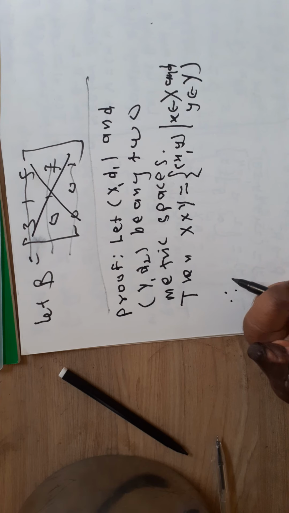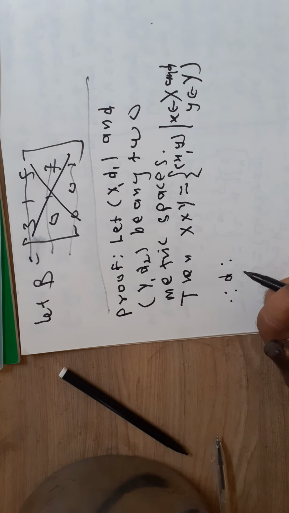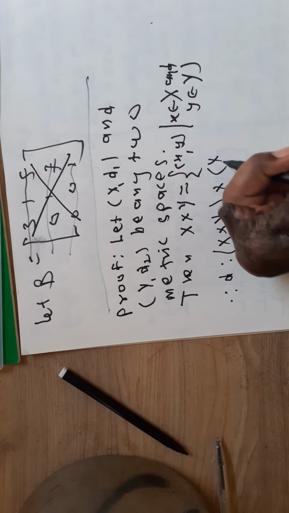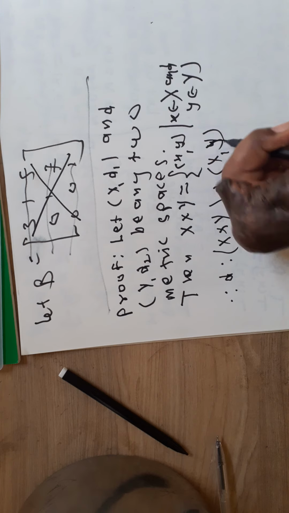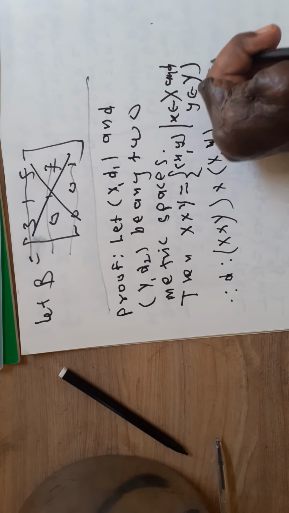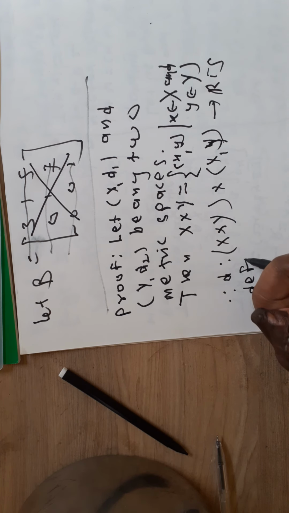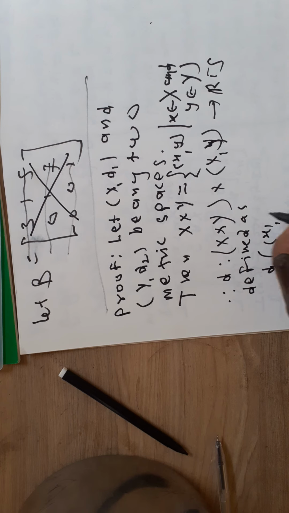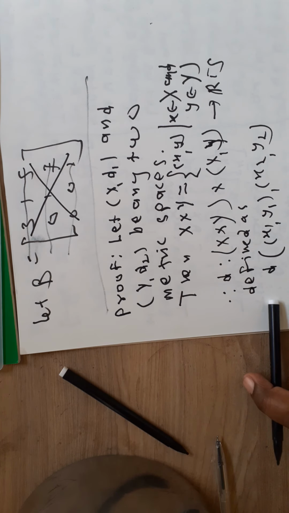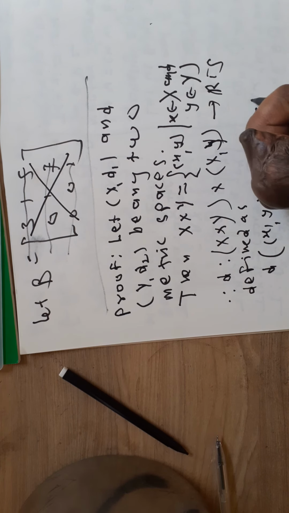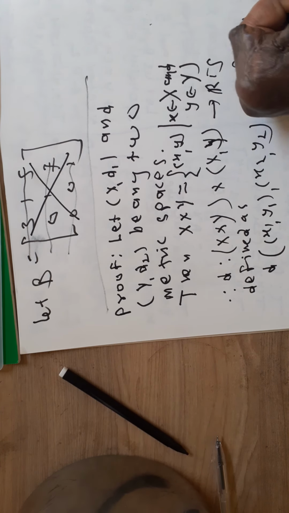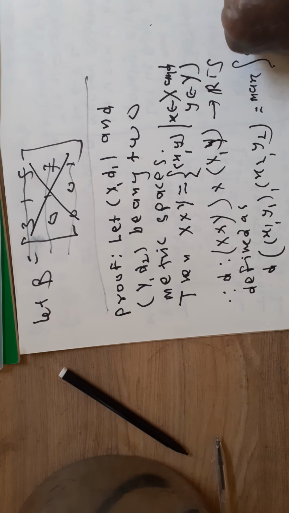Now d from X cross Y cross X cross Y to R is defined as d((x1, y1), (x2, y2)) is equal to the maximum of the set {d1(x1, x2), d2(y1, y2)}.